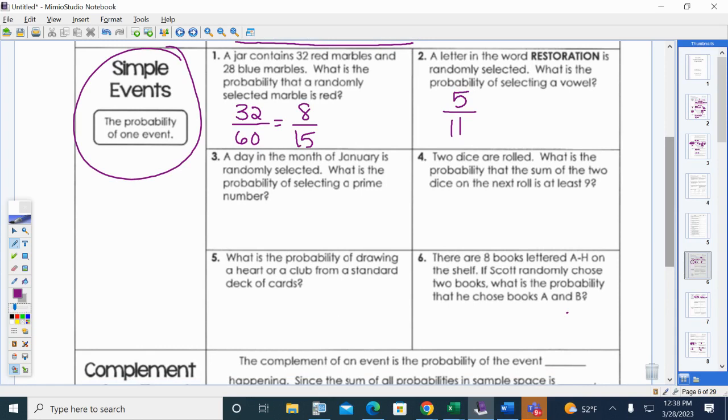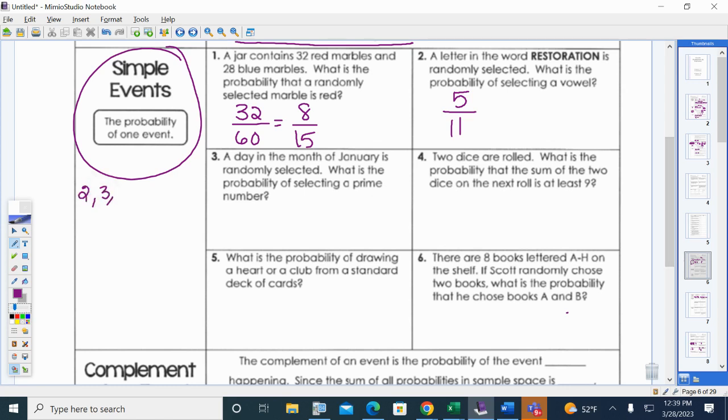A day in the month of January is randomly selected. What is the probability of selecting a prime number? So I feel like sometimes the hardest part is the vocabulary that we've got to get past. And you have to know what a prime number is. A prime number is any number that just has 2 factors, 1 and itself. So the number 1 is neither prime nor is it composite. So basically, because January has 31 days in it, we have to figure out how many of those numbers from 1 to 31 are prime. Well, I just said 1 is not prime.